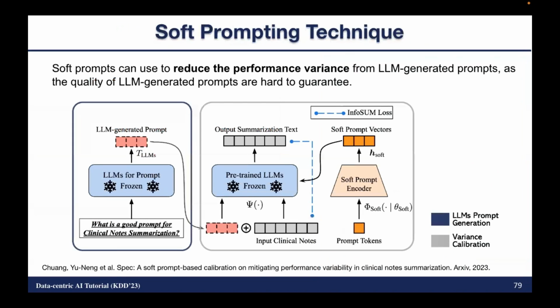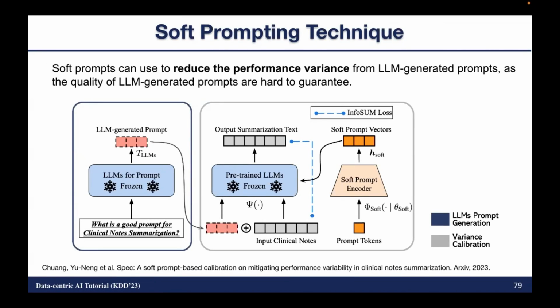And the last thing I want to mention is one of the works from our group that's different from those kinds of hard prompts. We also try to generate some soft prompts, which can significantly reduce the variance of model predictions. In this paper, we're trying to deal with medical notes summarization. The hard prompts are actually generated from the LLM itself. But the thing is, we also introduce the informed sum loss, which is between the output summarization text and the input clinical text.